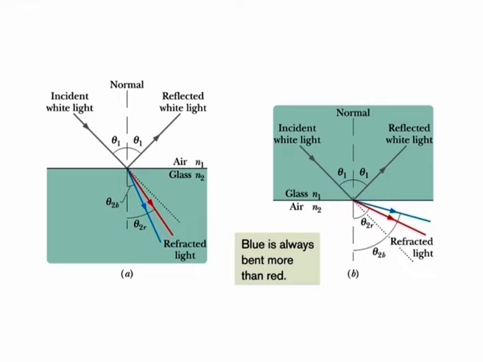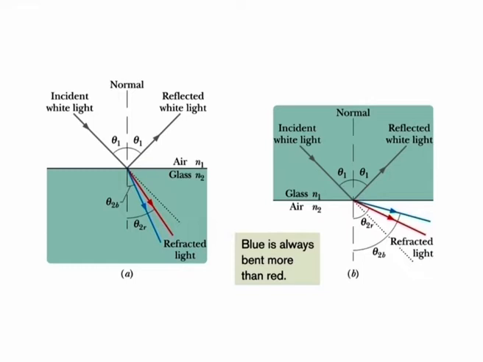Also, a beam of monochromatic light is generally represented with a red ray. Of the refracted light, only the red and blue components are shown. Because the blue component is bent more than the red component, the angle of refraction theta 2b for the blue component is smaller than the angle of refraction theta 2r for the red component.